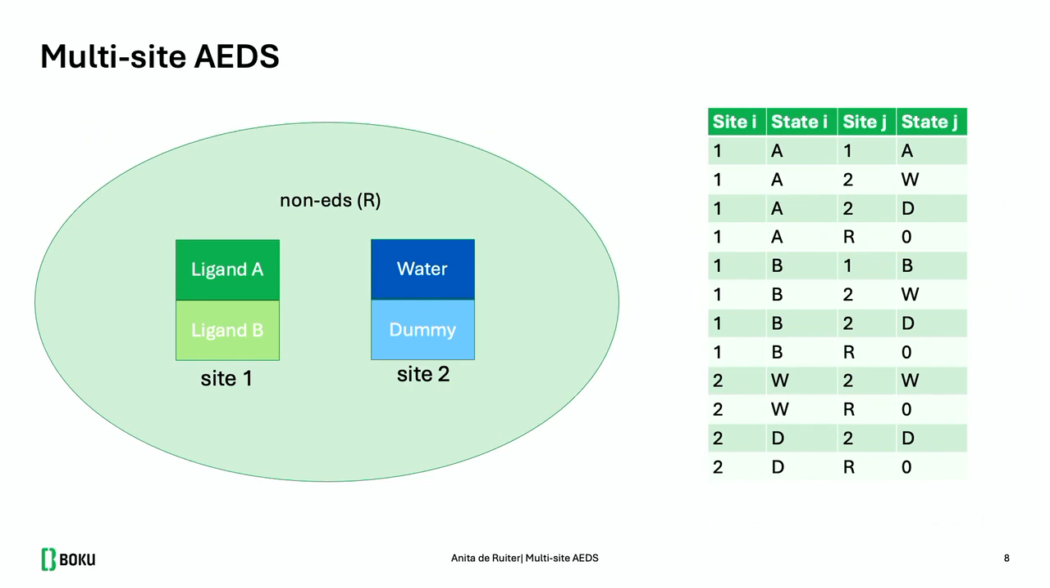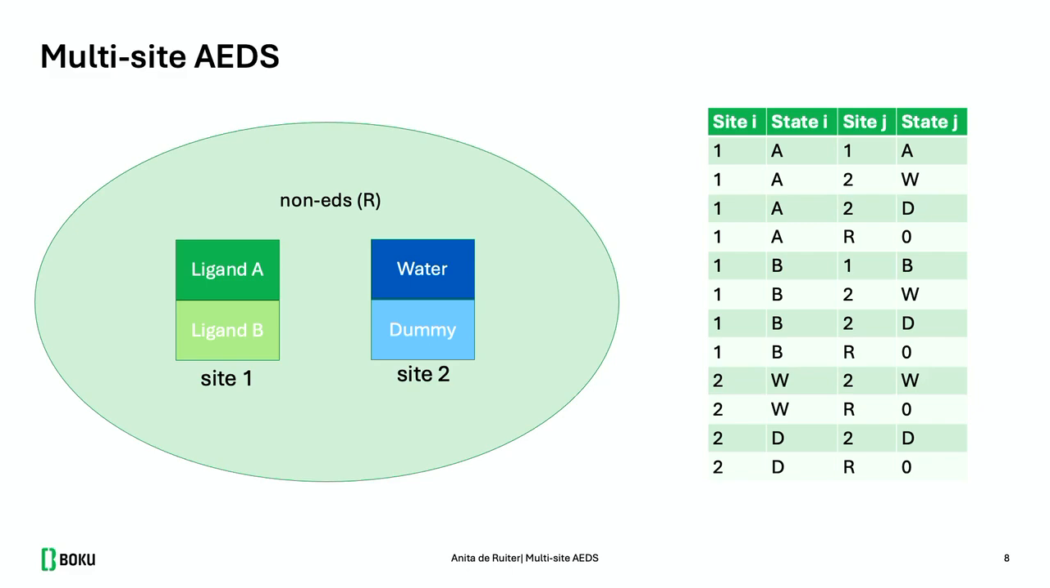But I said I was going to talk about multi-site AEDS and not just AEDS. So with multi-site AEDS, we don't want to just look at 1 water or 2 waters. With more waters, it would actually get very complicated with just a single AEDS. What we want to do is have multiple sites. So one AEDS site would be the ligand, and the other one would be the water or the dummy, or actually even more.